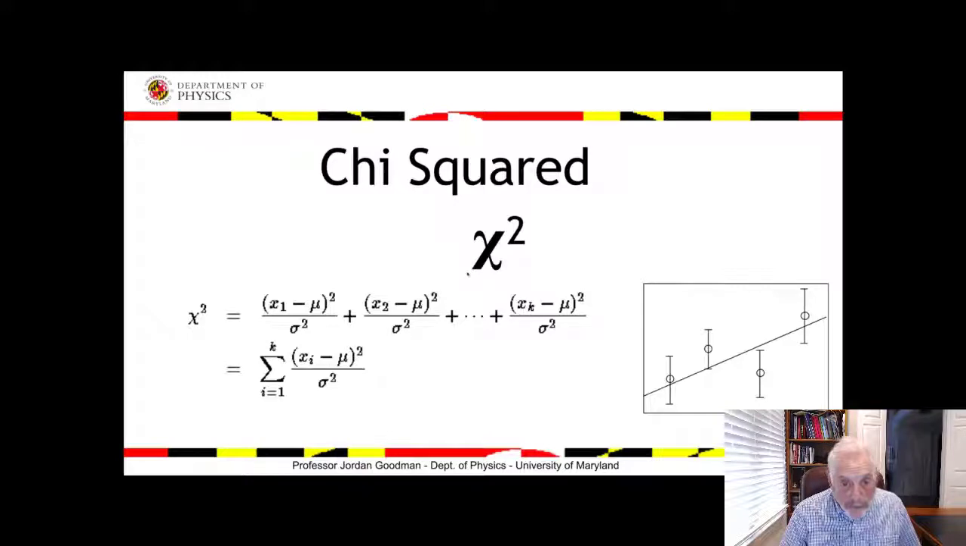So first off, let's understand what the letter chi looks like. Chi is a Greek letter. It looks like an X, but it's a little more curly, and we always compute the quantity chi-squared.